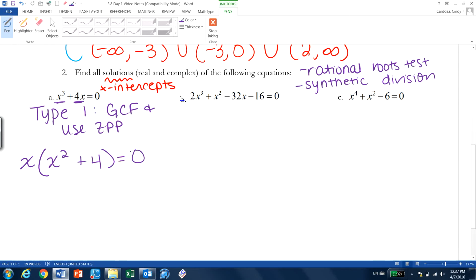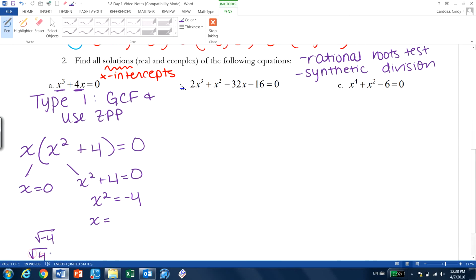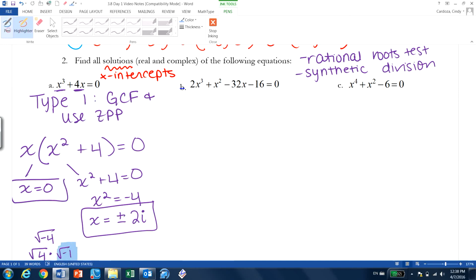Okay? So I'm going to set both of these equal to 0. I'm going to say x equals 0 and x squared plus 4 equals 0. I'm going to have to subtract 4. And when I square root, remember the square root of -4 turns into the square root of 4 times the square root of -1. So I should get plus or minus 2i. There comes that i again because the square root of -1 turns into that i. Okay? So that's type 1, GCF.